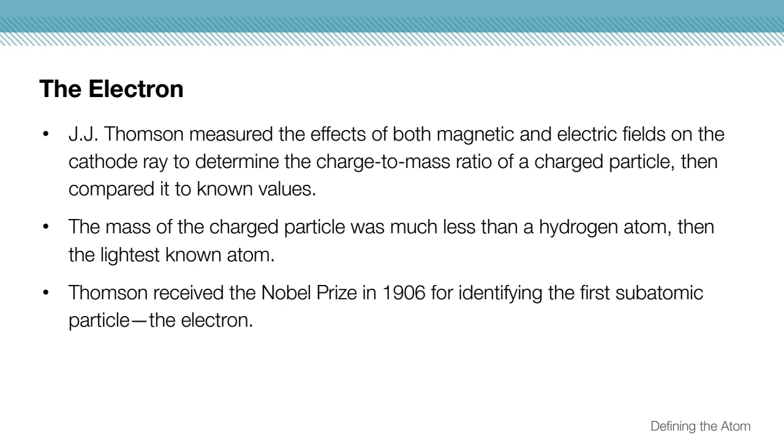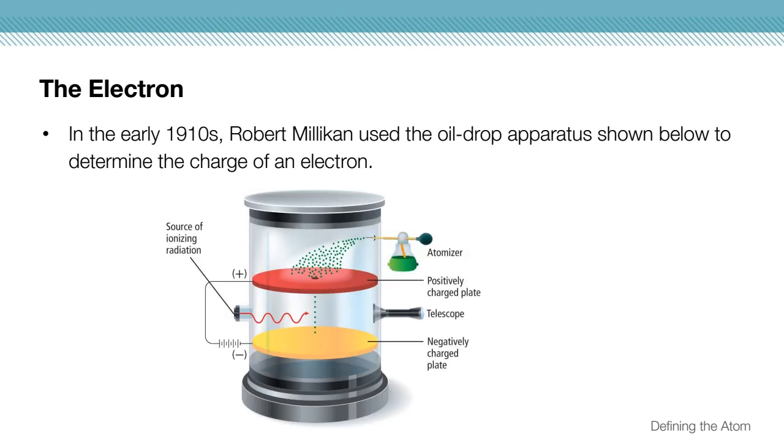So this experiment was made famous by J.J. Thomson. He manipulated it a couple different times, changing electric and magnetic fields to determine the actual ratio between the mass of these electrons, these particles, and their charge. He didn't necessarily figure out what it was, he just figured out the ratio. And he got a Nobel Prize for it. So that's our first subatomic particle, the electron.